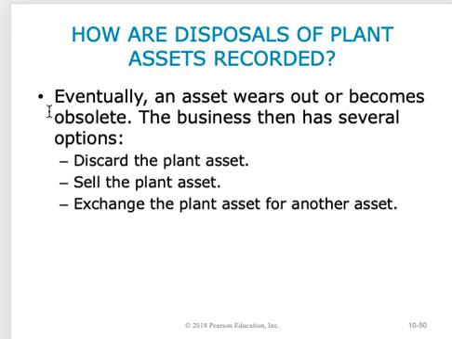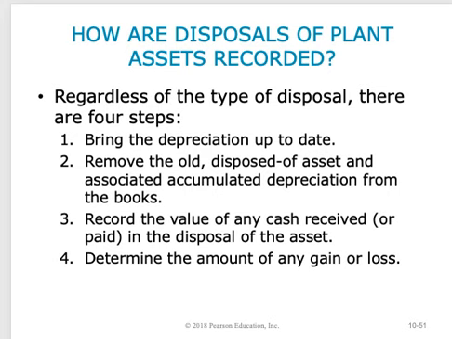Now here it tells you eventually an asset wears out or becomes obsolete. Obsolete means there's something better out there and it's no longer useful to you in the business. And so your options would be to discard the asset, to sell the asset, or to exchange the asset. As I said before, exchanging assets is covered in the appendix, and we are not going to go over the appendix in this class, although it's there for you to read if you want.